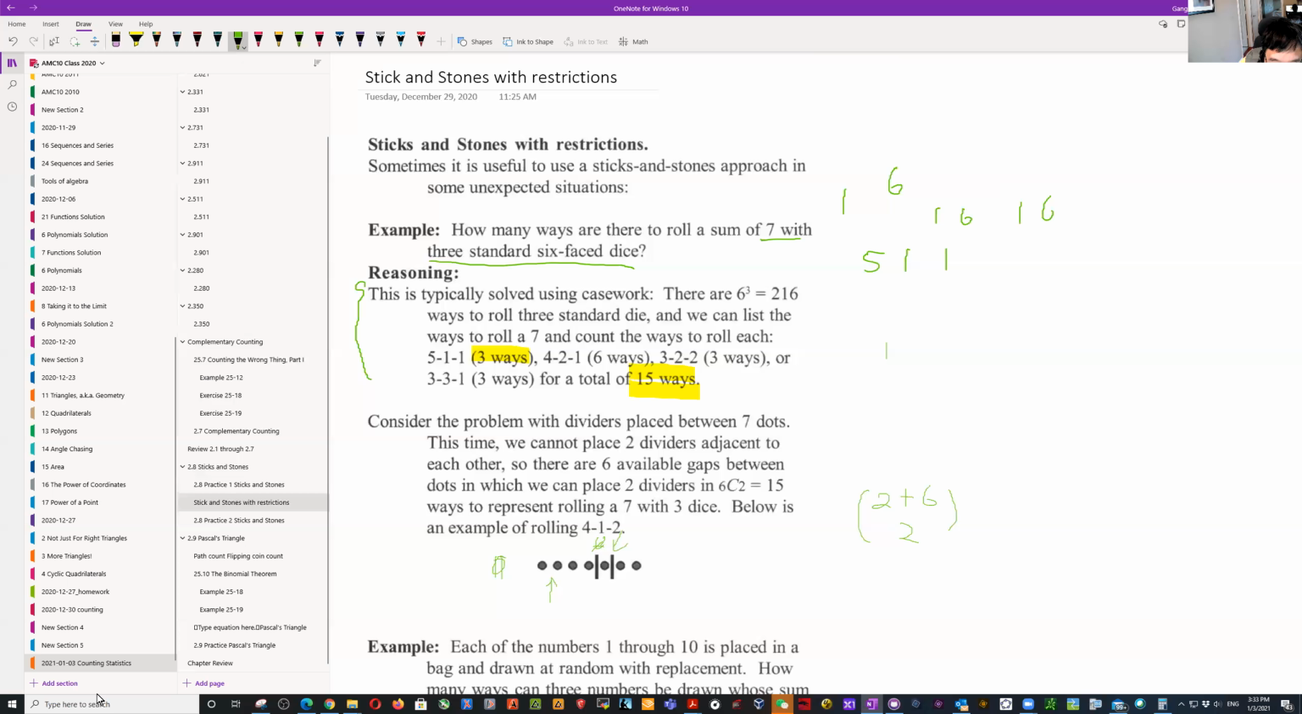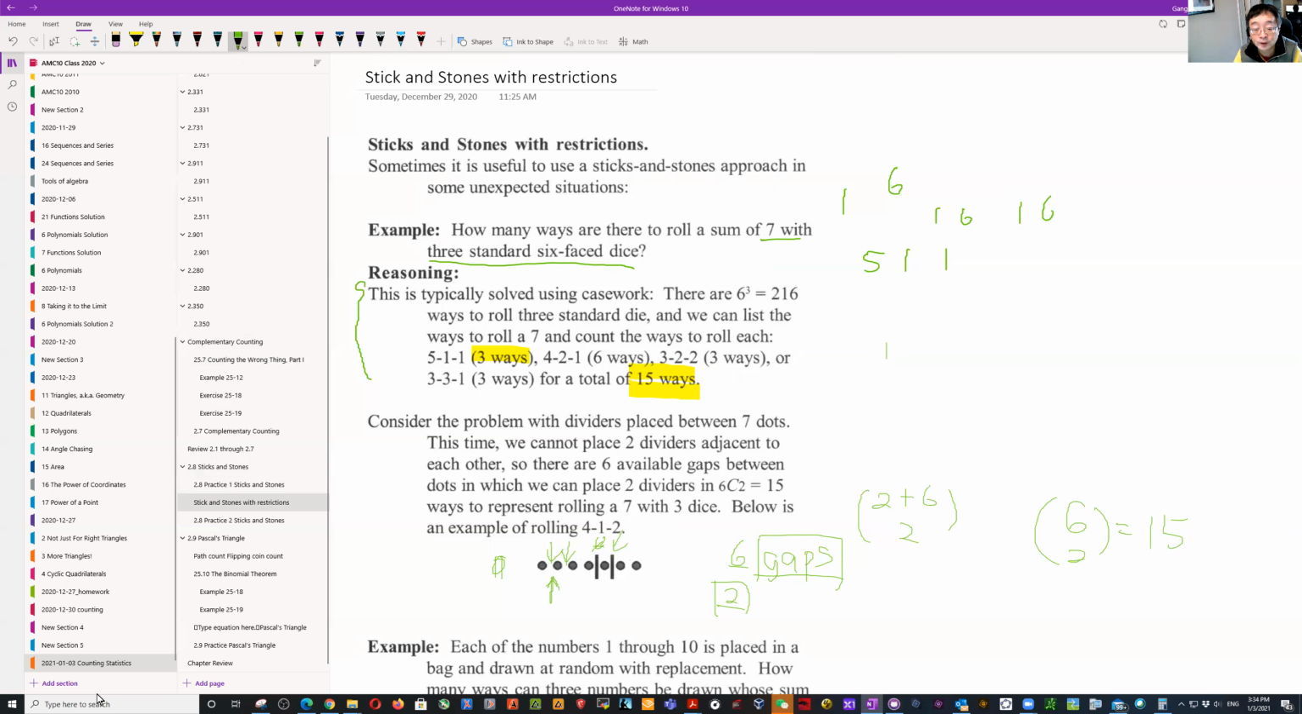So the number of positions we can pick is that we have to insert the bars into the gaps between the dots. So 1, 2, 3, 4, 5, 6. So we have 6 gaps. And in 6 gaps, we have to place 2 bars. So basically it's just 6 choose 2. 6 choose 2, that's going to be 15. So that's the way to do it.